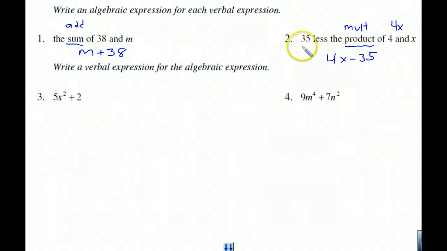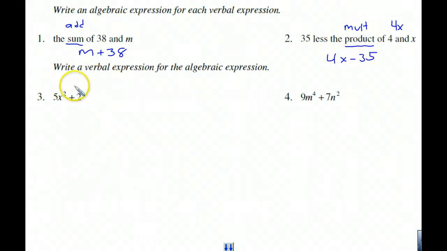Okay, the reason why this isn't 35 minus 4x, just think of this. What would the answer be if it was 35 less than 40? Right, 35 less than 40 would be 40 minus 35, which equals 5. So that's why we put 35 at the end and not the beginning.